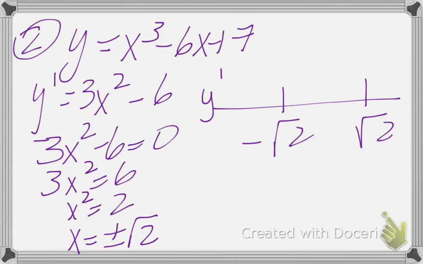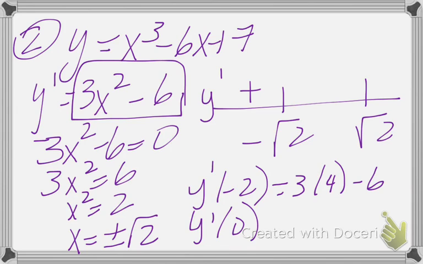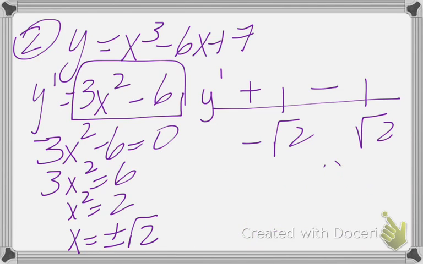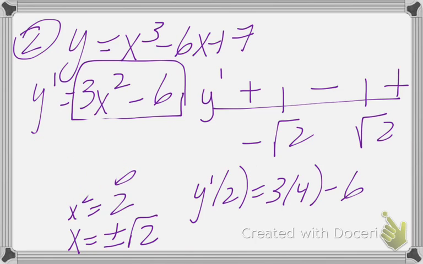Okay, so let's see. Why don't we try -2, and we're plugging into here. So we would get 3 times 4 minus 6. 12 minus 6 is positive. If we do y prime of 0, we're going to get -6. That's negative. And then we can try y prime of 2. We'll get 3 times 4 minus 6, and that is positive. So the question is asking for increasing and decreasing.